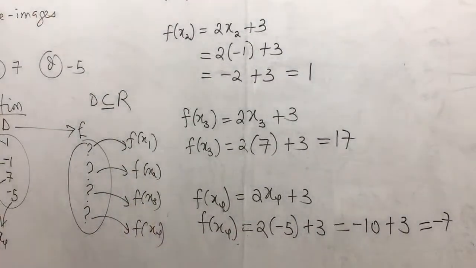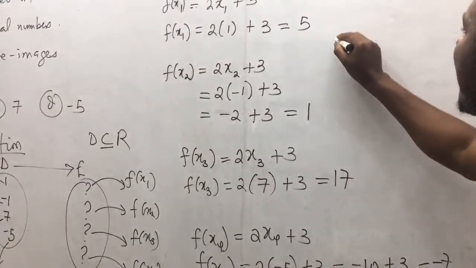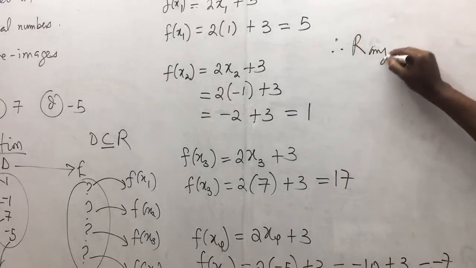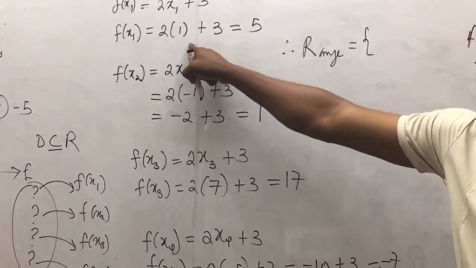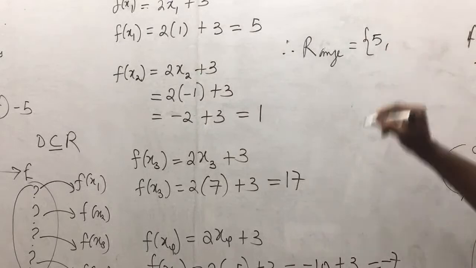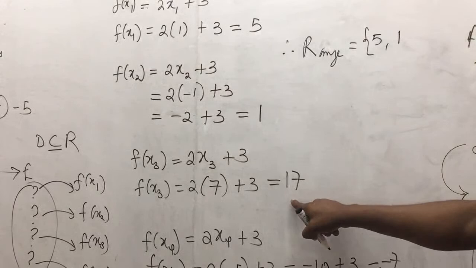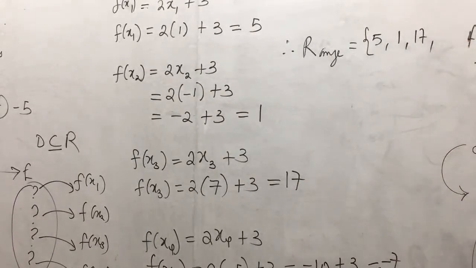So in all, we have obtained our range. So what are we going to do? You can now say, therefore, the range R, if R is your range, so I'm going to write range will be equal to, my first element in the range is 5. I'm going to put it here. My second element is 1. I'm going to put it here. My third image will be 17. I'm going to put it here. And finally, the last one is minus 7. So that answers the question.